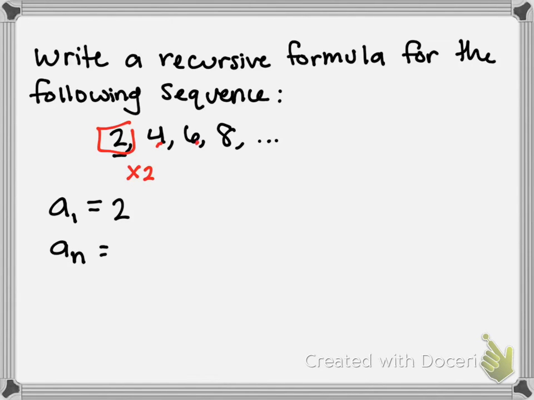All right, is 4 times 2 6? Nope, so that one must not work. All right, let's try again. How do I get from 2 to 4? I could add 2. All right, how do I get from 4 to 6? I add 2.